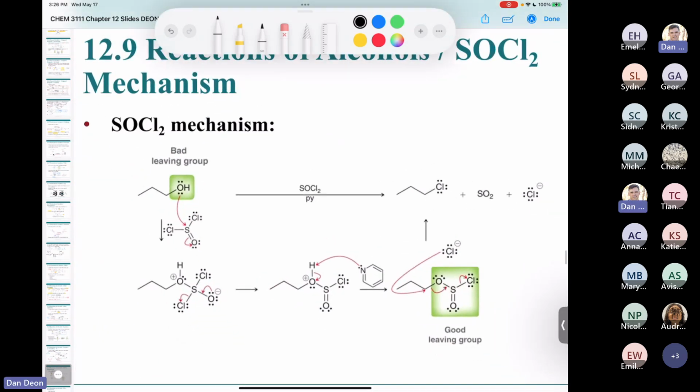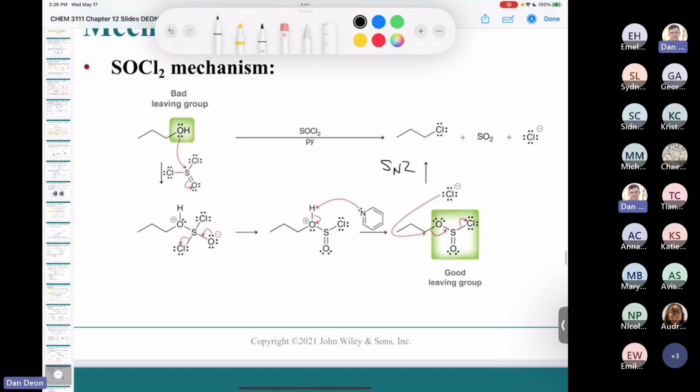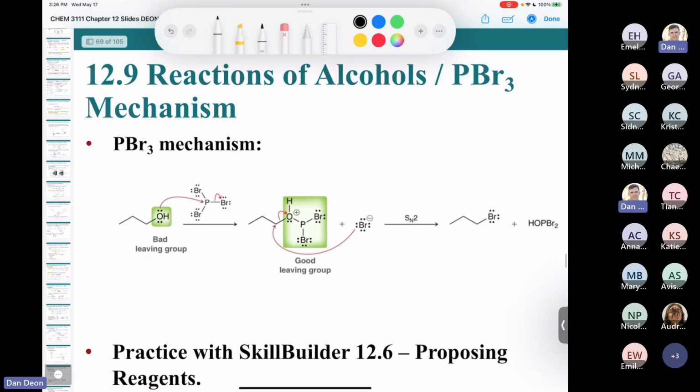With thionyl chloride, here's the whole mechanism. And the whole idea is nothing more than this. The thionyl chloride just serves as a way to convert the alcohol from a bad leaving group into a good leaving group. When it does, the chloride can come in and act as a nucleophile. And this is an SN2 reaction. That's a very quick go over of the reaction. Let's look at the reaction with phosphorus tribromide. Again, same rationale. We take a crappy leaving group, we turn it into a dandy leaving group, and then a bromide comes in and it does an SN2 reaction.